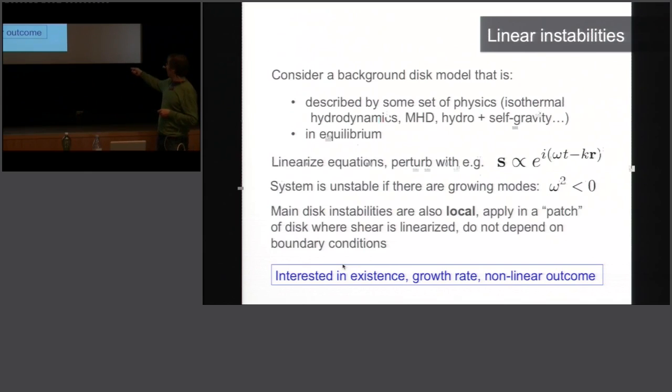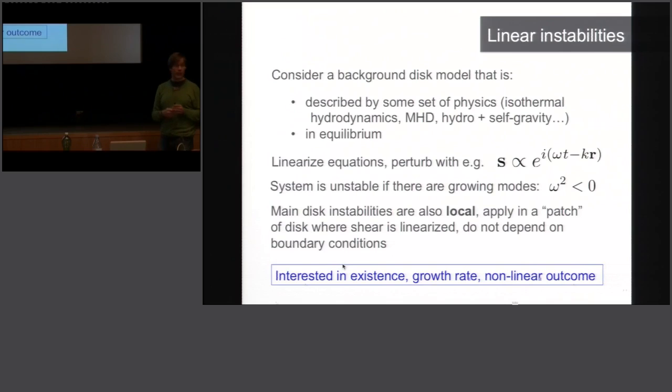And if ω² is less than zero, ω itself will be complex. Multiply that by i, and you'll get a real number in front of the time dependence. That implies you have exponentially growing and exponentially decaying solutions. So the condition for linear instability is that this ω², when you go through this procedure, ends up being less than zero. That's what we mean by these linear instabilities.